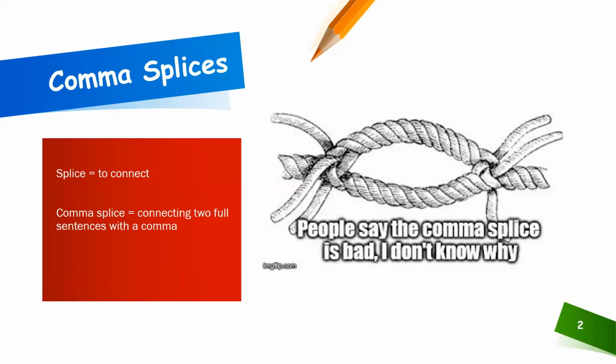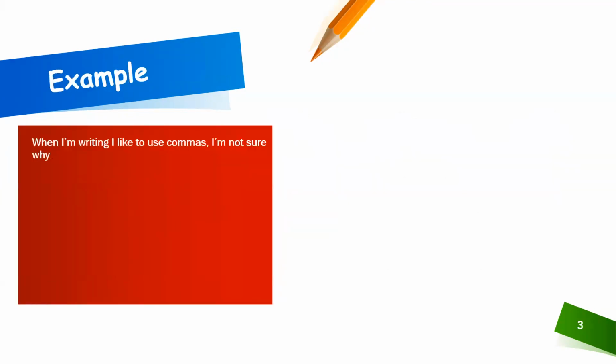And that's against the rules. You cannot connect two full sentences with a comma. There are some other ways to put two full sentences together, and I'm going to show you what those are. So here's an example of a comma splice, and again, this is something that is wrong and you can't do. When I'm writing, I like to use commas, I'm not sure why. You can see that there are two full sentences on either side of the comma. When I'm writing, I like to use commas. I'm not sure why. Those are both full sentences and they're hooked up together with the comma.